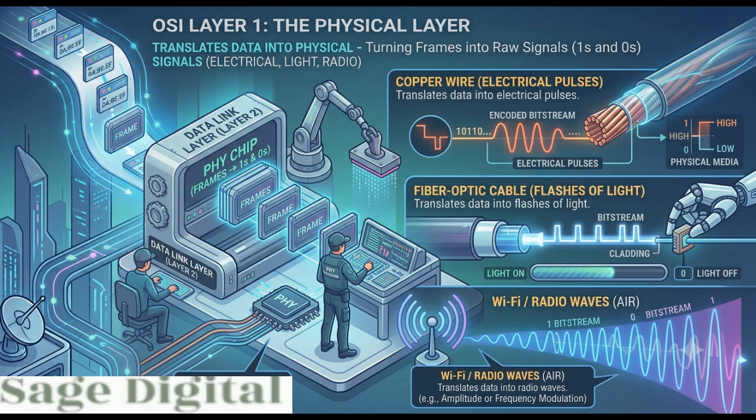Floor 1, the physical layer, the cables and waves. We have reached the ground floor. The data is entirely out of the software now. The job is this floor turns these digital frames into a raw physical signal, ones and zeros. It translates data into electrical pulses in a copper wire, flashes of light in a fiber optic cable, or radio waves traveling through the air via Wi-Fi.